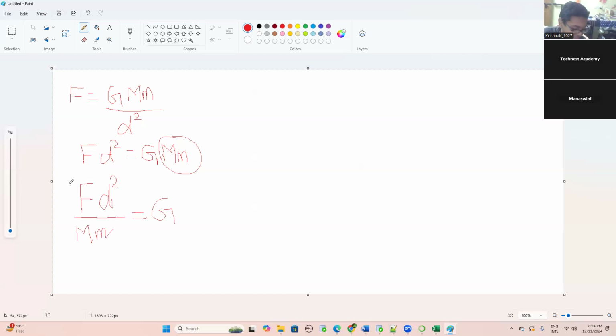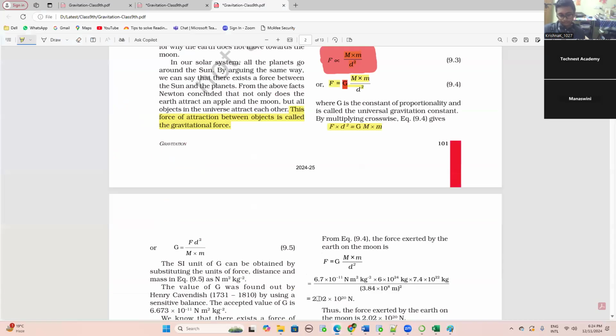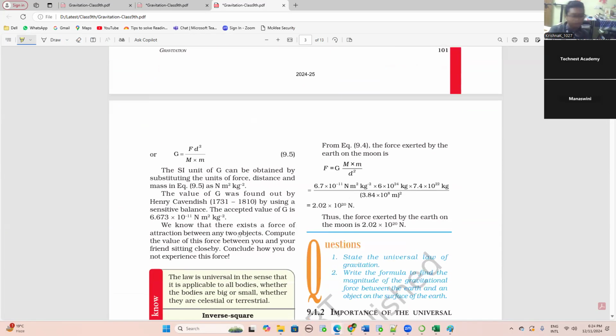Okay, so can we write like this? G equals F d square by M into M. Yes, sir. You know this rule: this M into M is in multiplication. If it goes to the left side, it becomes division. So G equals F d square by M into M. Is this clear? Yes, sir. So that is what you have here. Now we have to find the unit of G.